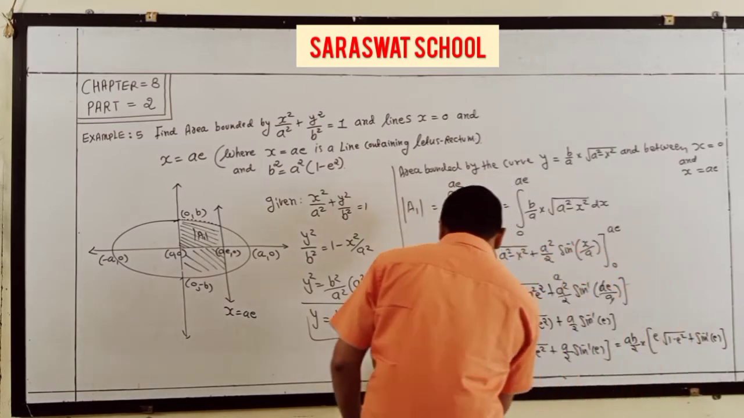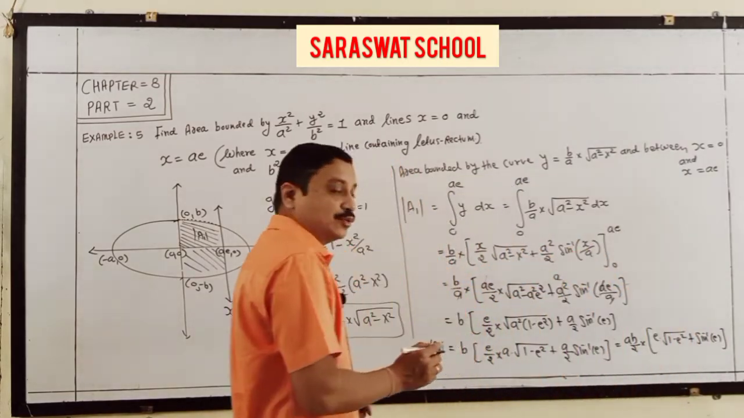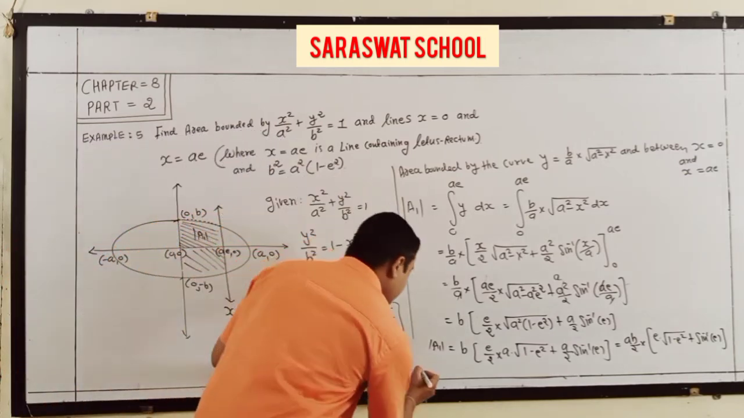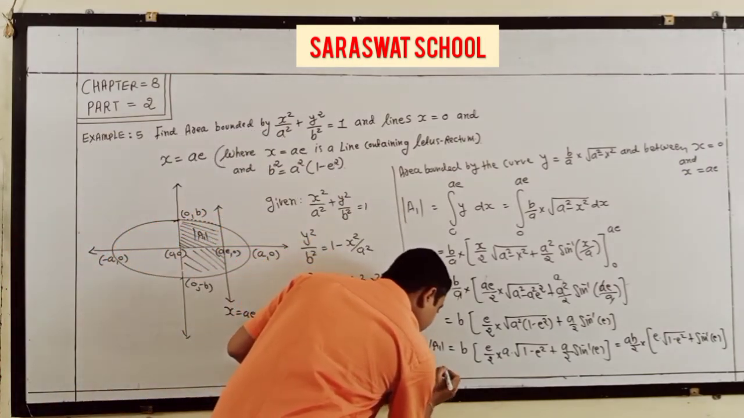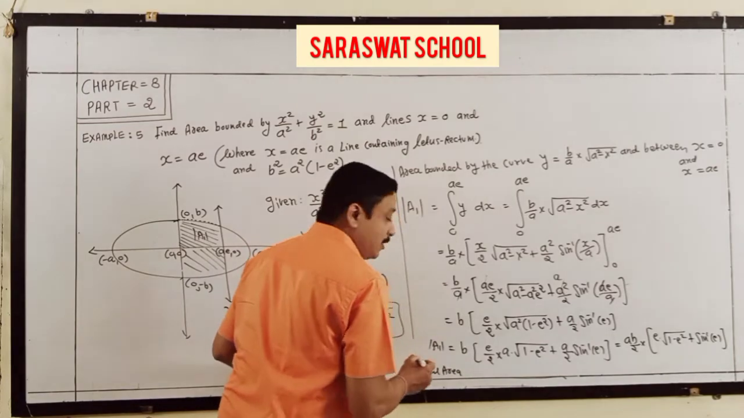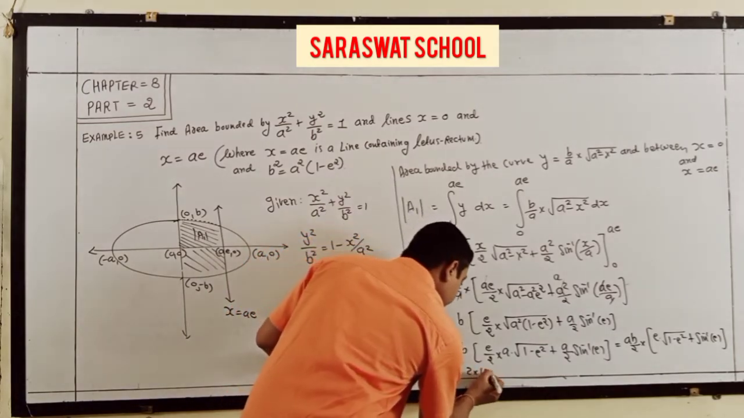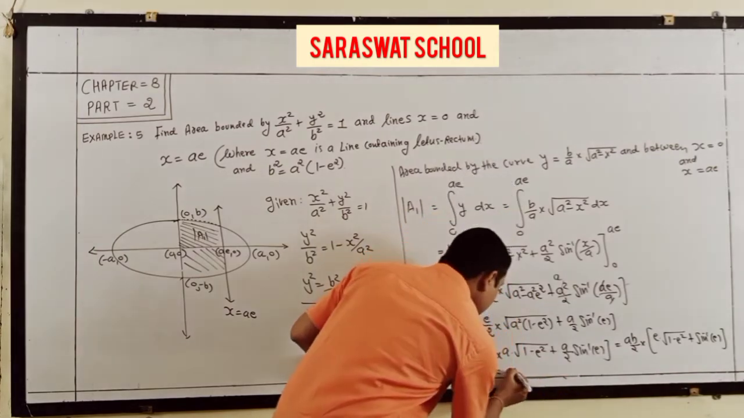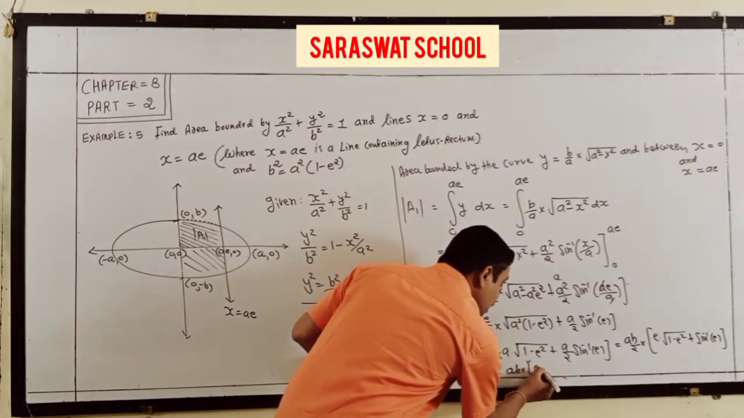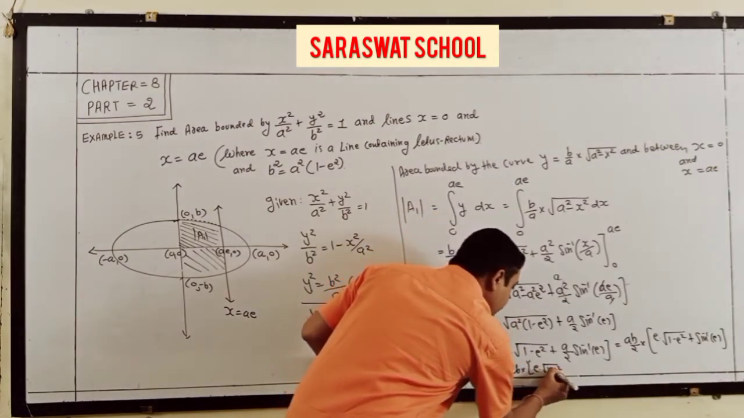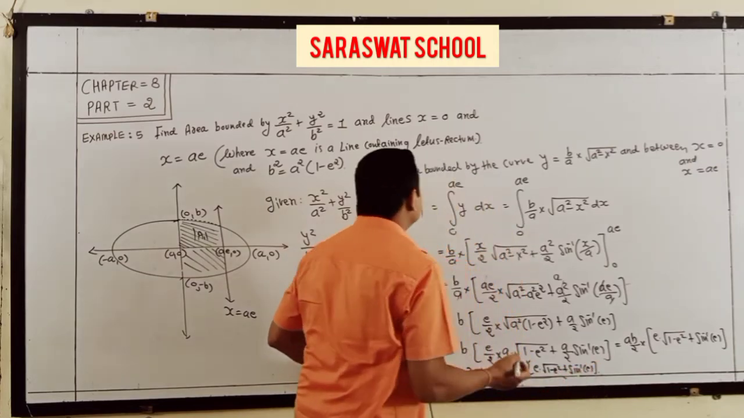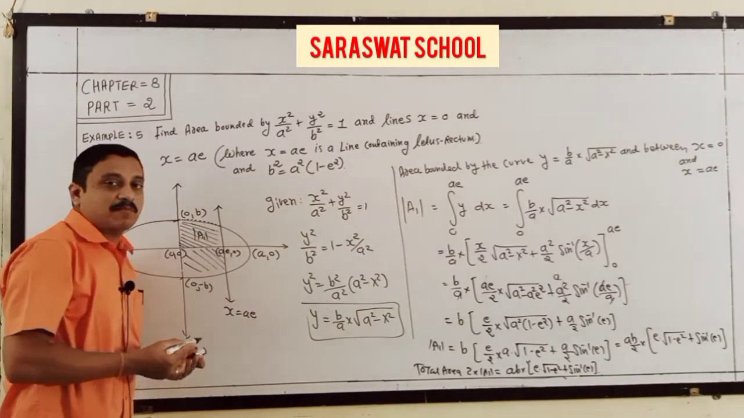And this is the answer for A1, but I want the total area. So the total area is 2 times A1, it means this multiplied by 2. So your answer is ab, e under root 1 minus e square plus sine inverse e. And that, students, is the total area covered. Example 5 is done.